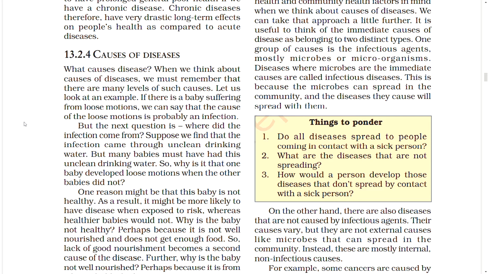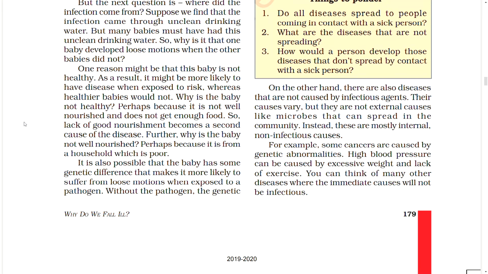Suppose we find that the infection comes through unclean drinking water, but many babies must have had this unclean drinking water. So, why is it that one baby developed loose motions when the other babies did not? One reason might be that this baby is not healthy. As a result, it might be more likely to have disease when exposed to risk, whereas healthier babies would not. Why is the baby not healthy? Perhaps because it is not well nourished and does not get enough food, so lack of good nourishment becomes a second cause of the disease.